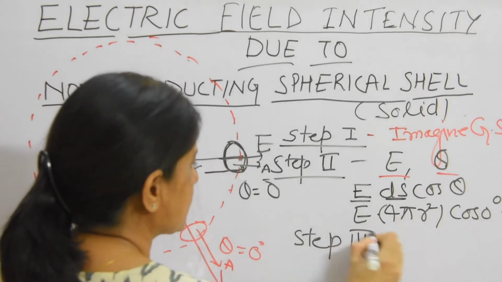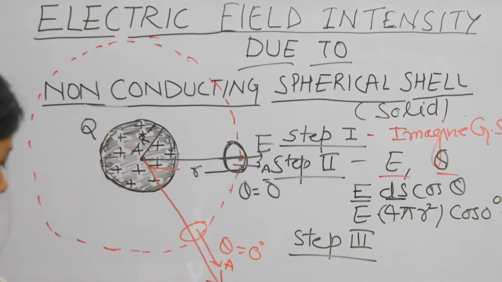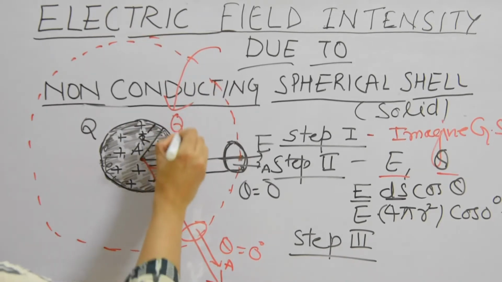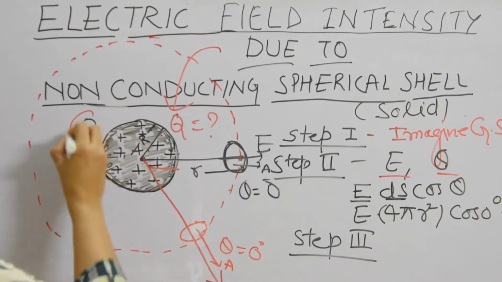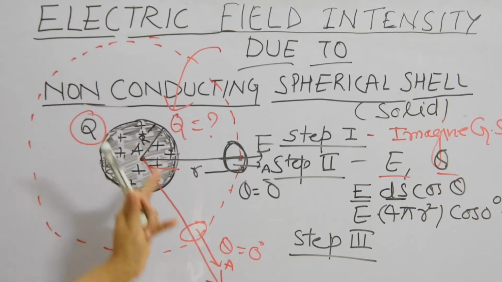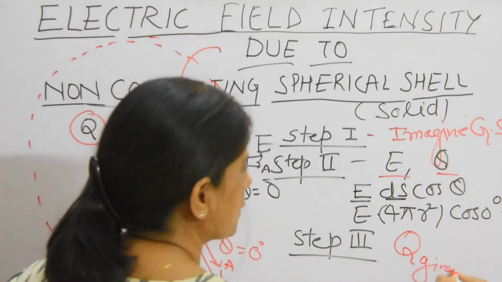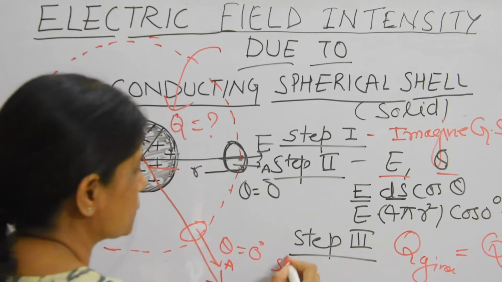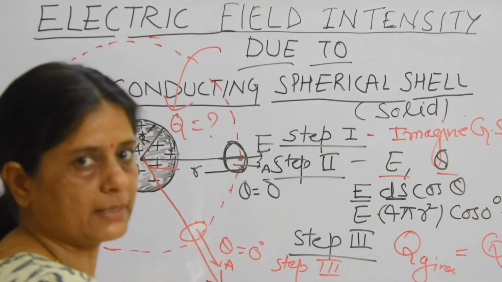Step 3 is to go inside the Gaussian surface and calculate Q. How much charge is inside the surface? As given, charge Q is given to this solid sphere, so the charge inside is capital Q. Now step 4 is to apply the formula.